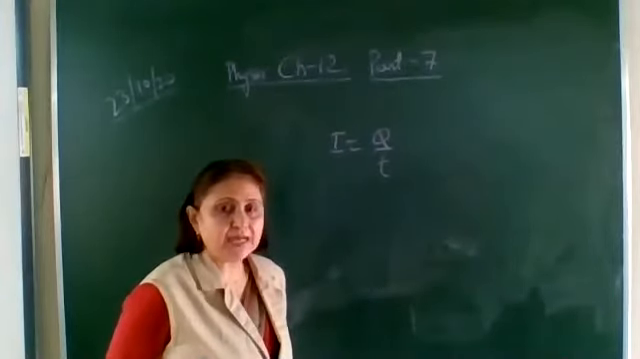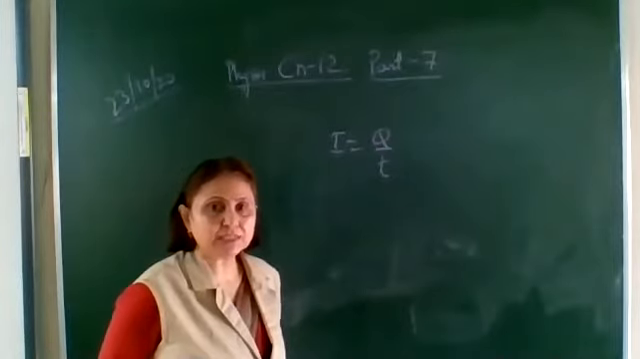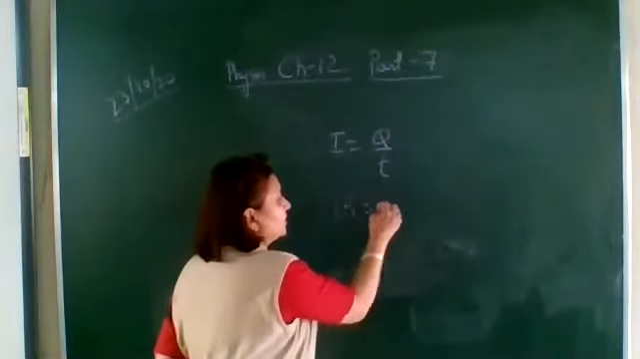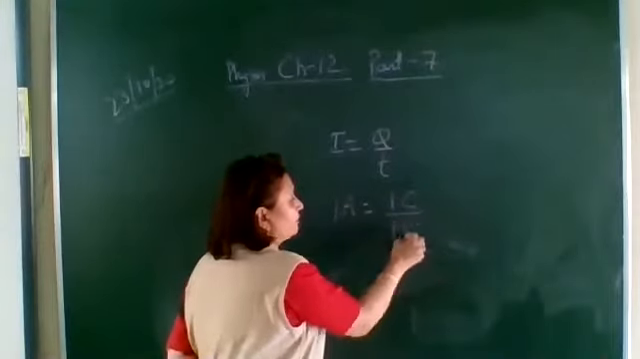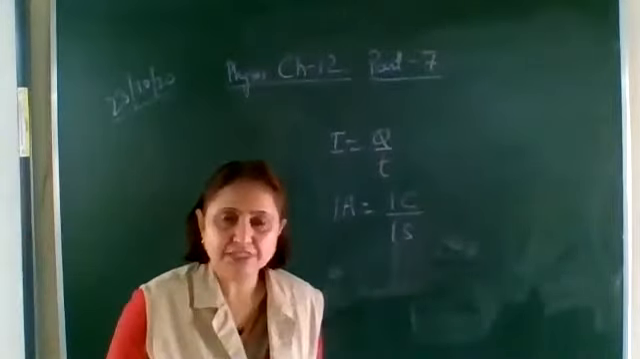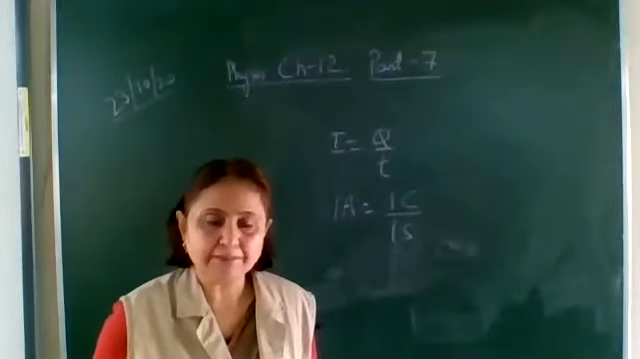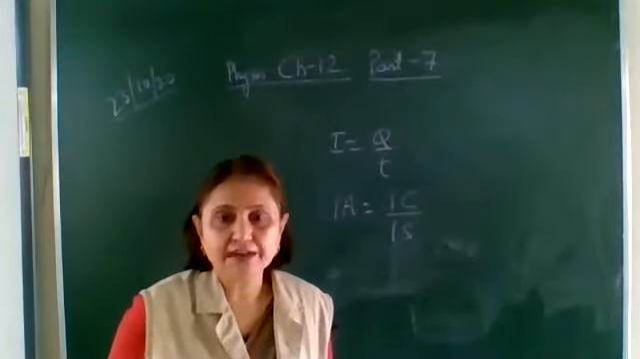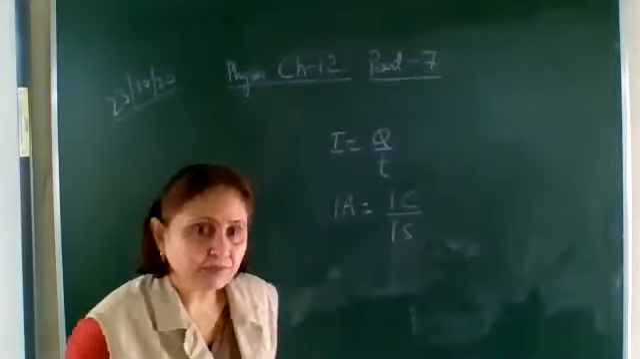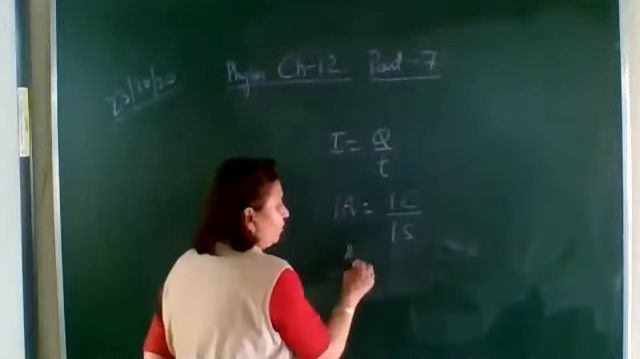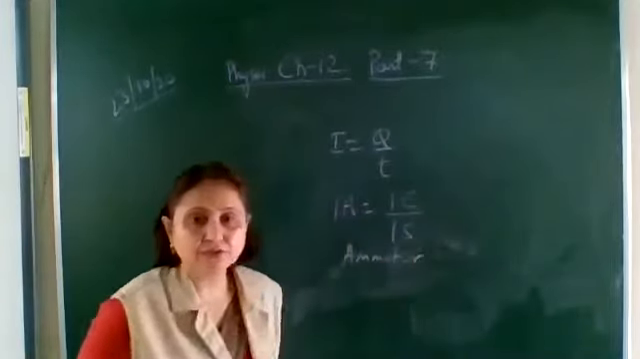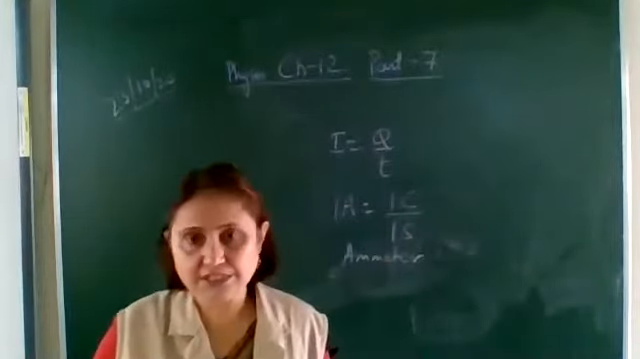Which is taken as ampere. In order to honor the scientist, its unit is taken as ampere. So 1 ampere is equal to 1 coulomb of charge flowing for 1 second. We say that then the current is 1 ampere. This current is measured by a device called an ammeter. And this ammeter is always connected in series in the circuit.